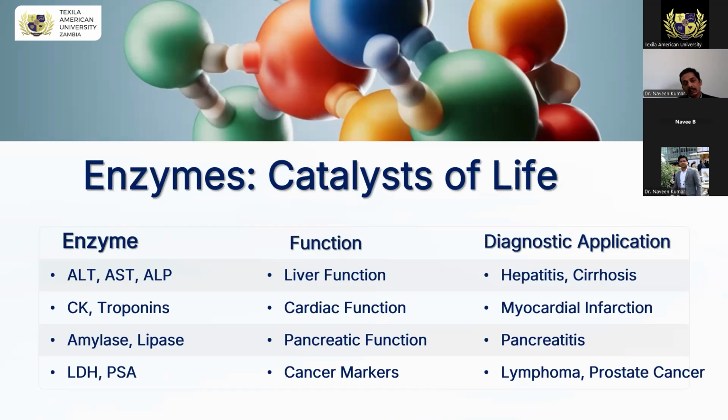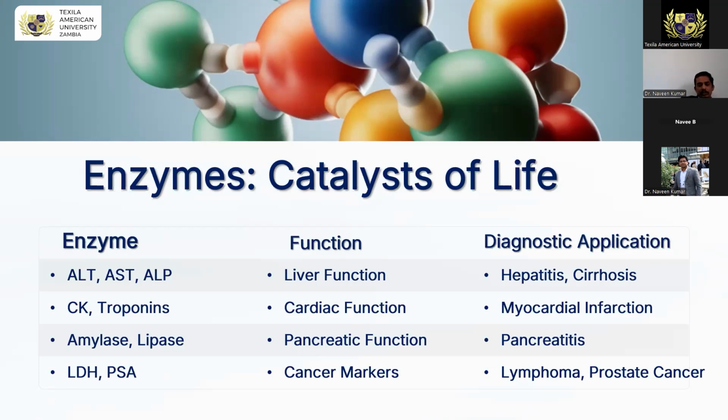For example, ALT, alanine transaminase, aspartate transaminase, and alkaline phosphatase. The study of these enzymes will tell us about the health status of liver function, like hepatitis and liver cirrhosis. As I mentioned earlier, troponins and creatine kinase tell us about the heart.